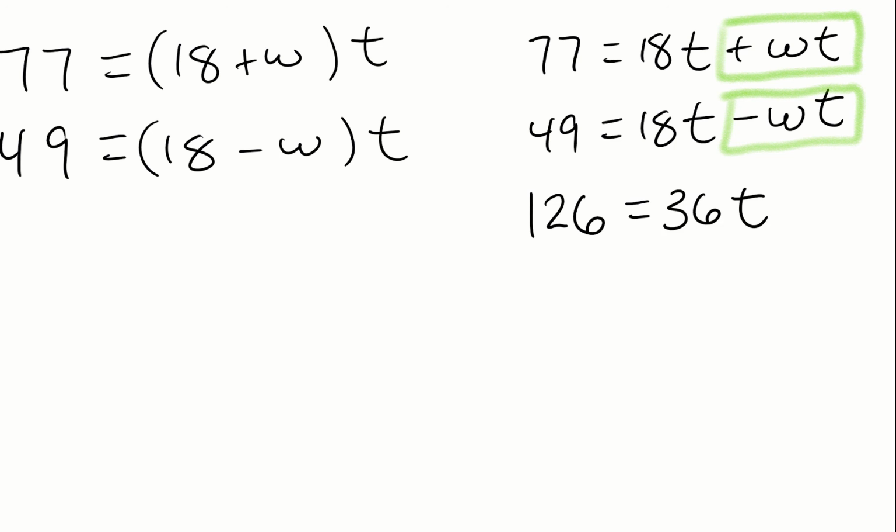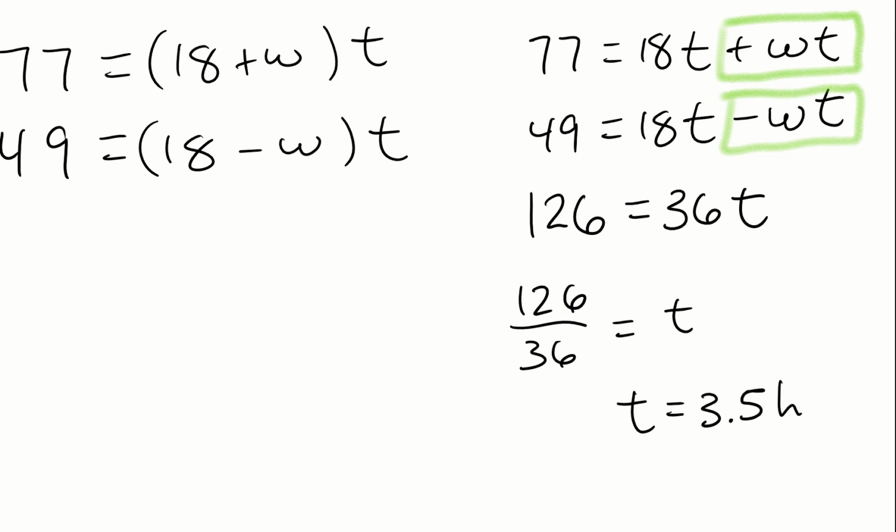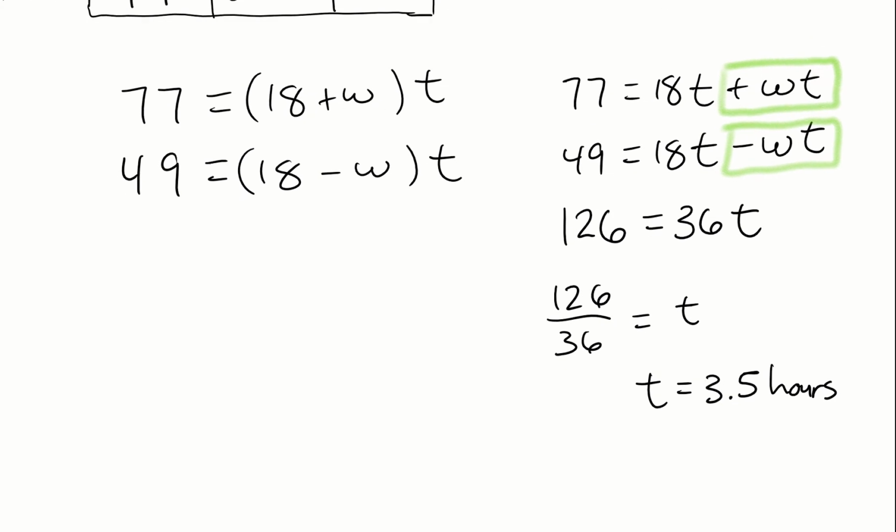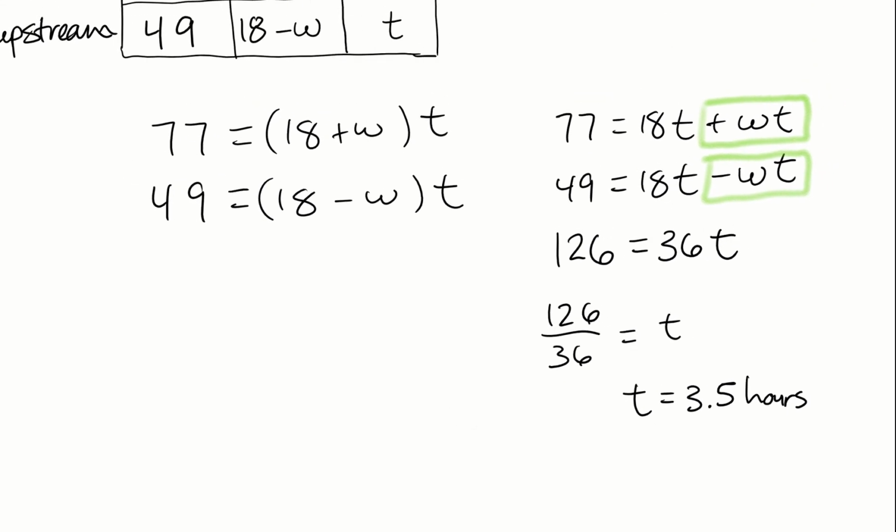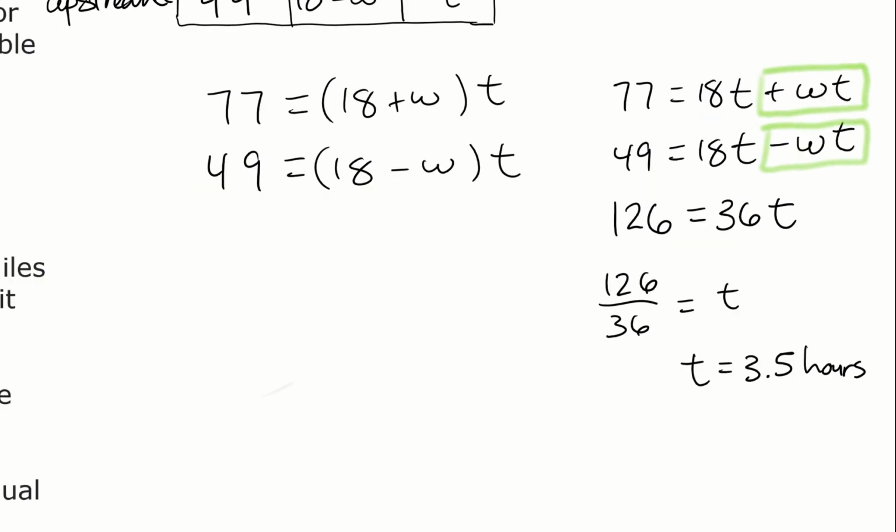This is good because I believe I've figured out what t is. 126 over 36 is t, and that looks like t, the number of hours, is exactly 3.5 hours. So we've discovered how many hours it takes, and I'm sure that's not what they were asking.